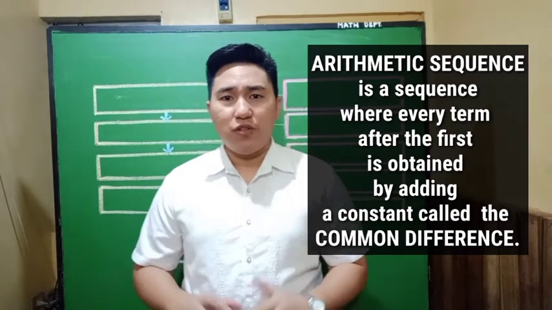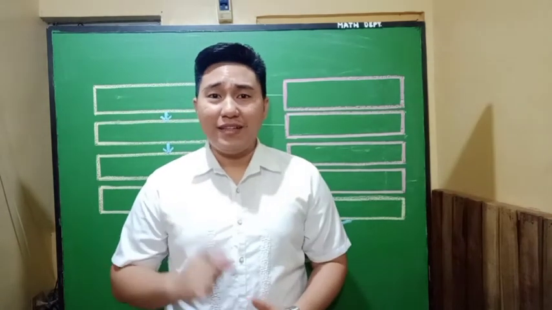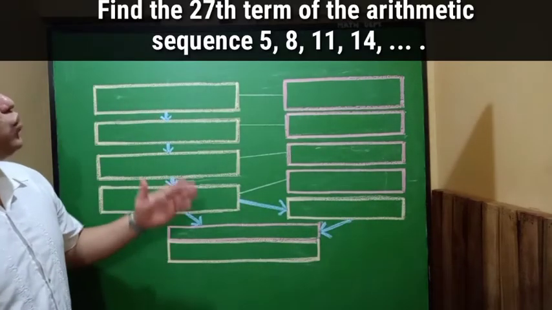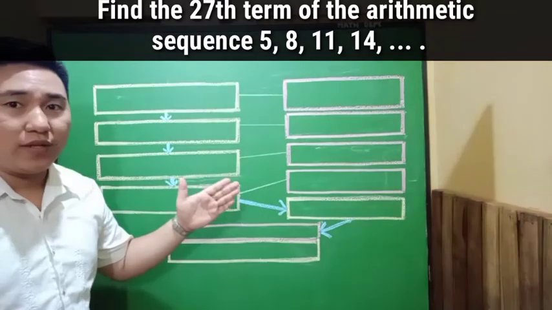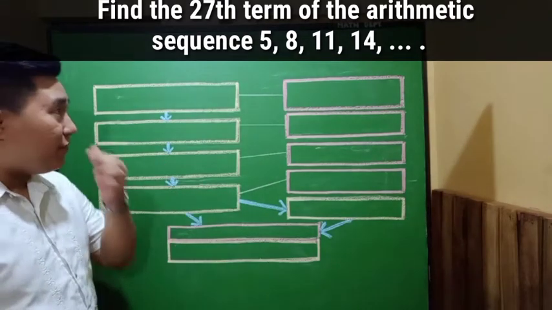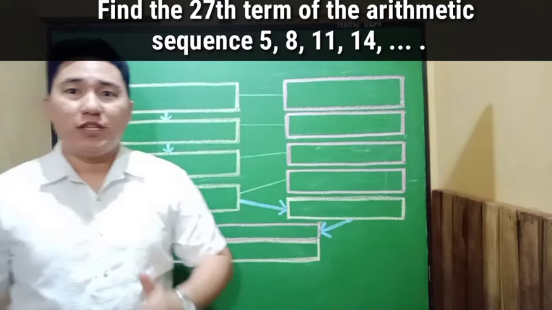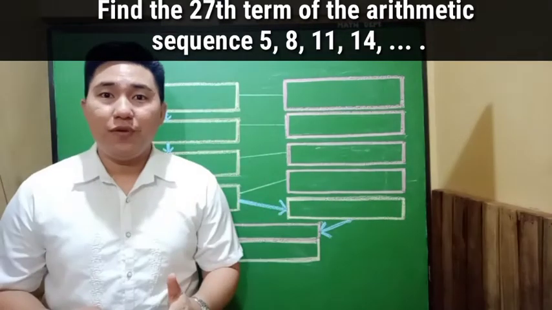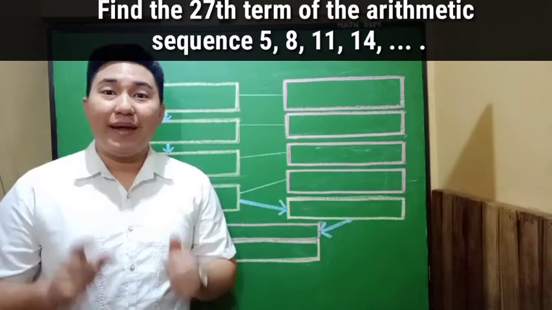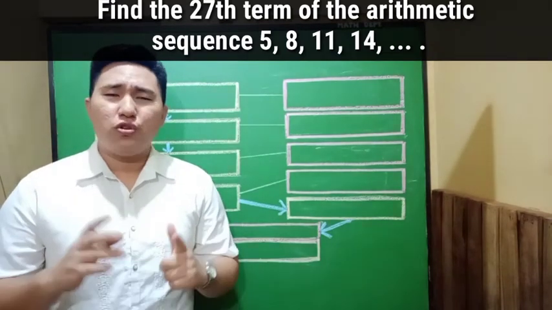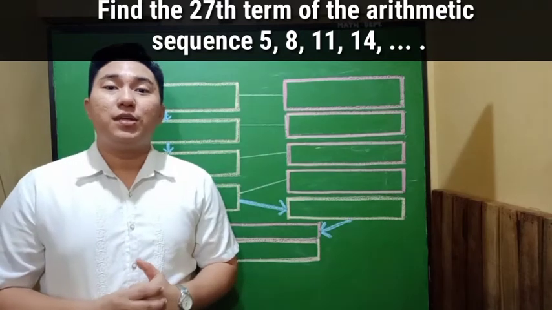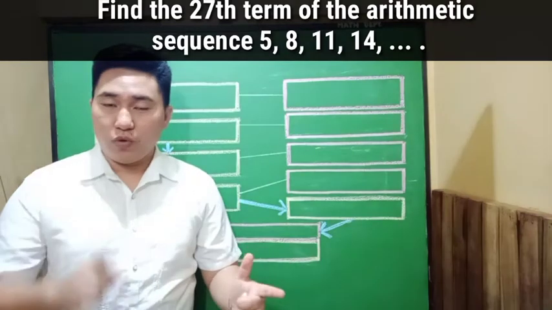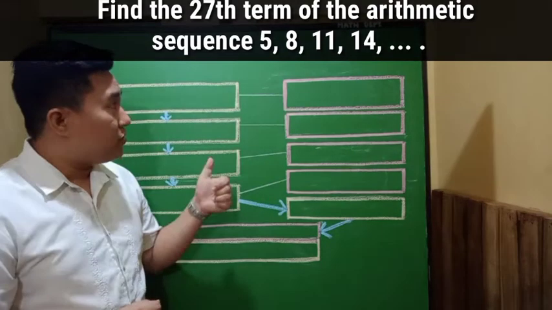So as we expound the meaning and the concept of this lesson, let's have an example. For today's problem, we need to find the 27th term of an arithmetic sequence 5, 8, 11, 14. Before we solve this problem, let's identify first if the given sequence is really an arithmetic sequence. So how? By getting the common difference. To get the common difference, we will simply subtract two consecutive numbers, the succeeding term minus its previous term, or the second term minus the first term.